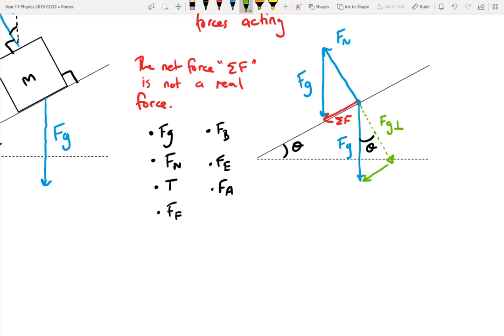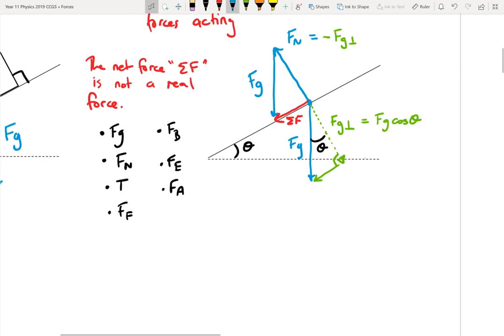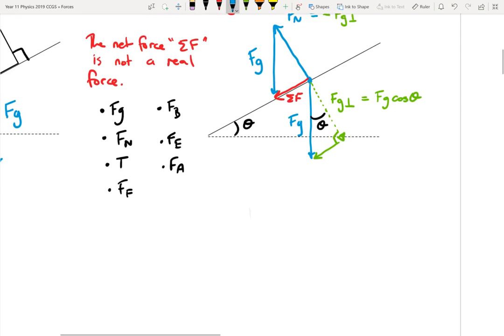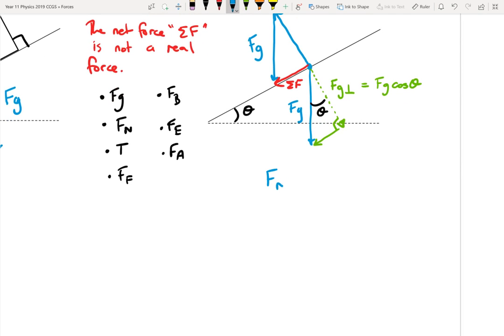Look at that. We've got the hypotenuse, we want the adjacent, so we could say that that is Fg cos theta. Now, since Fn is equal to negative Fg perpendicular, we have an equation that I need you to recall, and we'll put it down here in a box: the normal force is simply mg cos theta. All right?